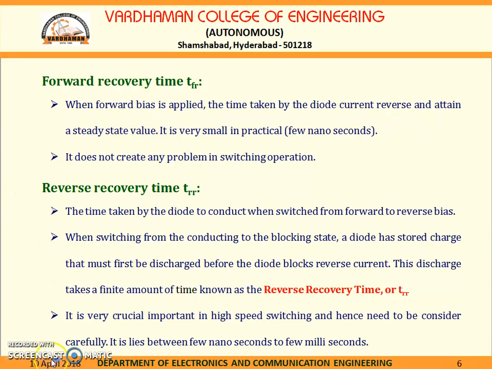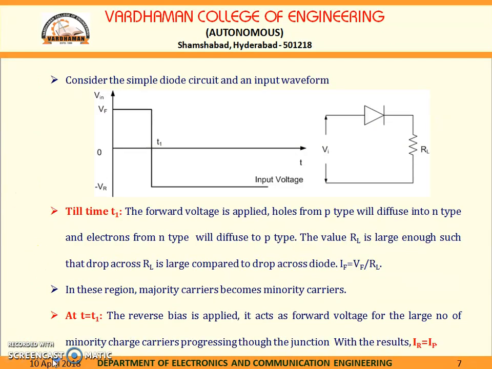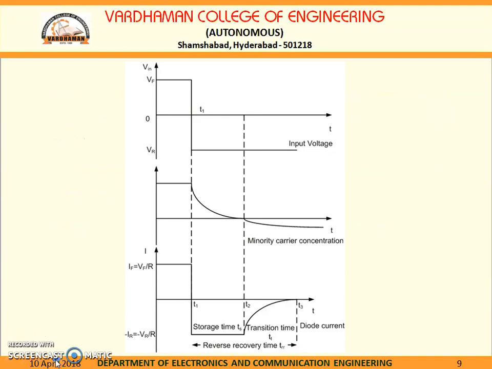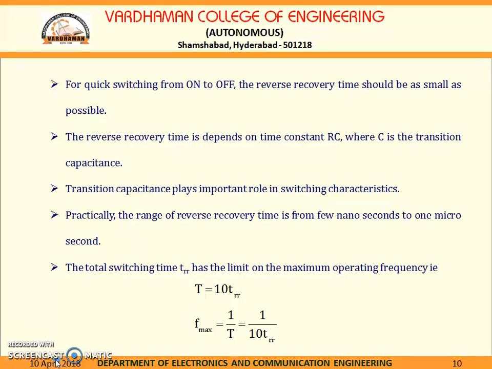Next, these are the characteristics. If you apply the positive, it acts as forward bias and acts as a short circuit. If you apply the negative, it is an open circuit. Until time t1, this is the explanation. The reverse recovery time is nothing but the storage time plus the transition time, and these are the waveforms. The total time is practically T equal to N times TRR, so F max is 1 by T.